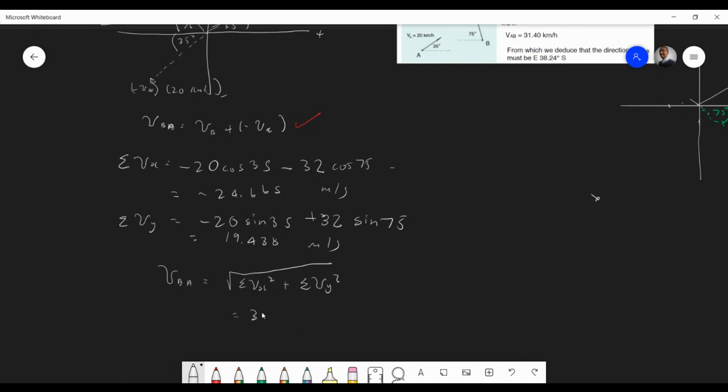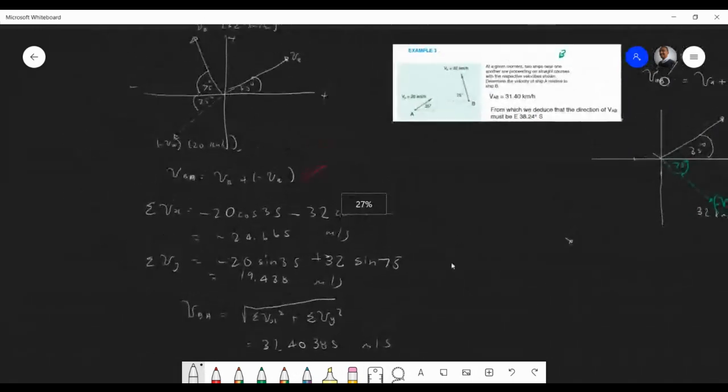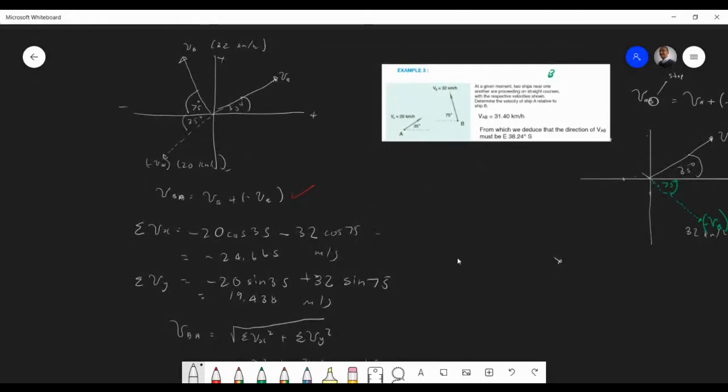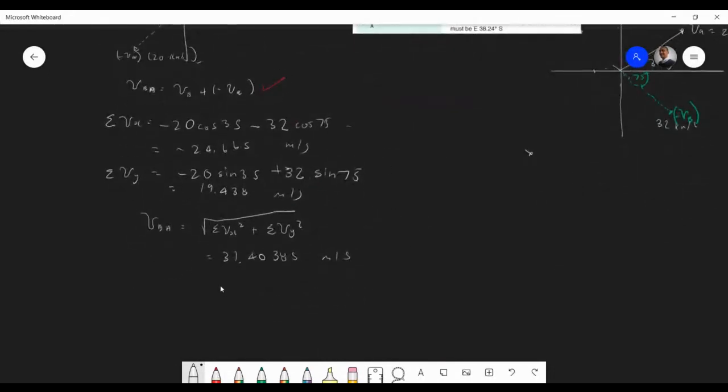Should get exactly the same answer, 31.40385 meters per second. That's definitely what's going to happen. Fantastic. But the only difference is because now we're stopping A, our direction will be different. Right? Our direction will be different.